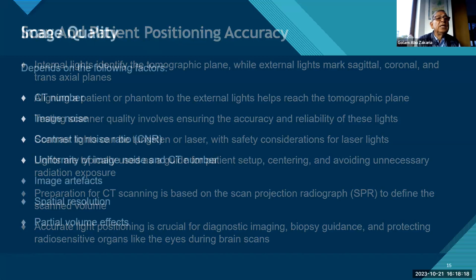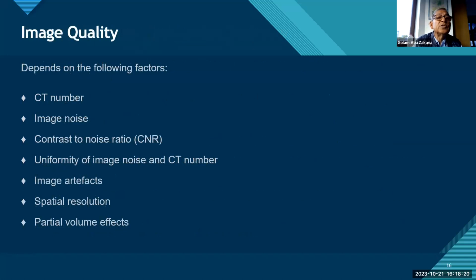Here we see image quality depends on the following factors. CT number: every physicist knows what the CT number is, how to calculate the CT number, and what the relation of CT number with the dose is. These are very important. And image noise, and of course the contrast to noise ratio, uniformity of image noise and CT number, image artifacts, spatial resolution, partial volume effect. These are all factors that determine the image quality.